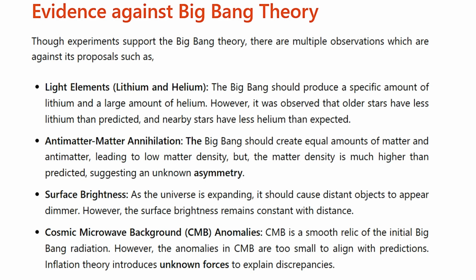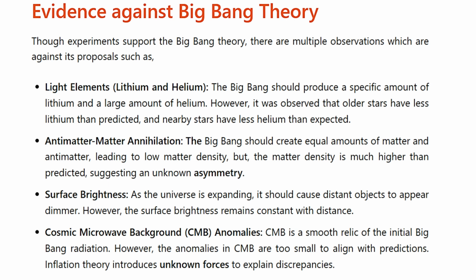Evidence against Big Bang Theory. Though experiments support the Big Bang Theory, there are multiple observations which are against its proposal, such as light elements lithium and helium. The Big Bang should produce a specific amount of lithium and a large amount of helium. However, it was observed that older stars have less lithium than predicted, and nearby stars have less helium than expected.